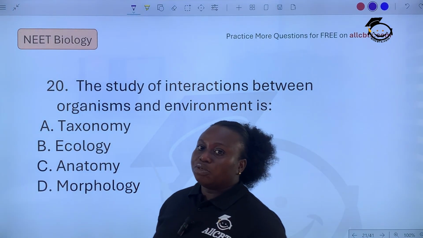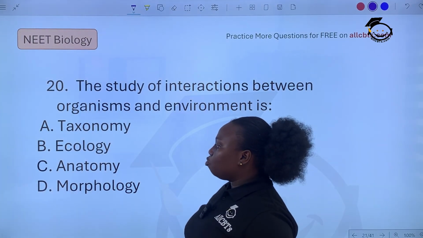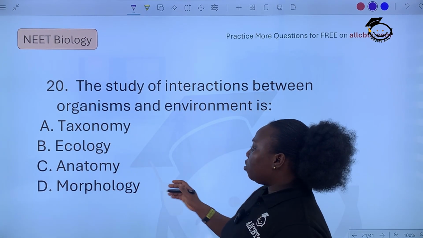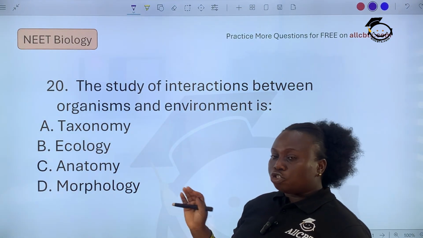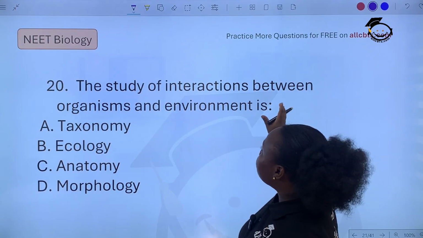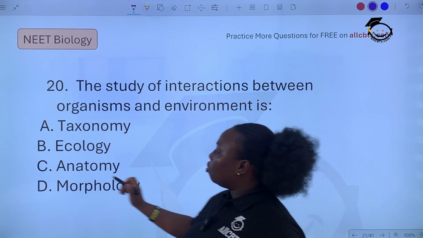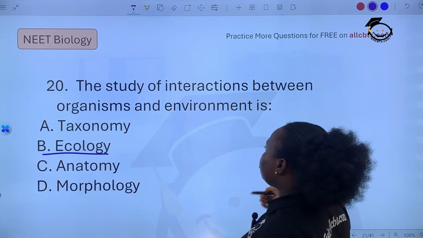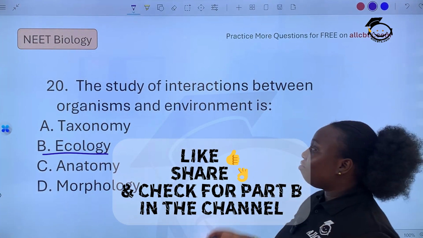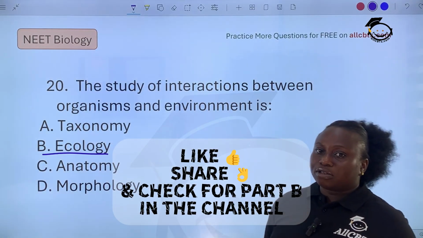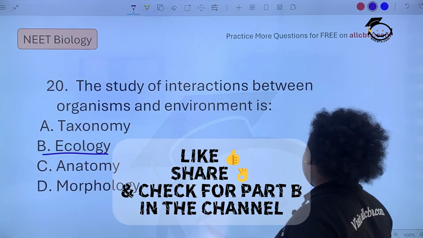Anatomy is talking about the makeup of a particular organism. Morphology is looking at how a particular organism looks, how it is structured. Now, from this particular definition, our answer is ecology, because it is the interaction between organisms and their environment, or we can say it's the interaction between the biotic factors and the abiotic factors.